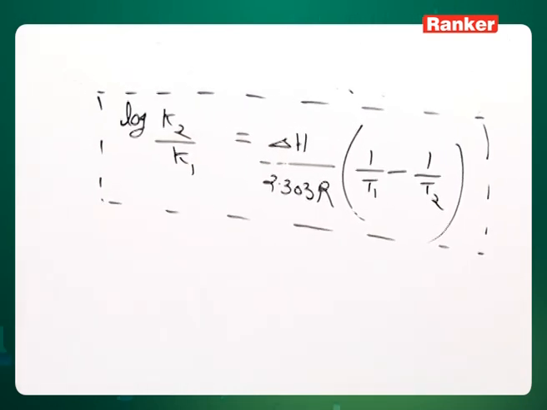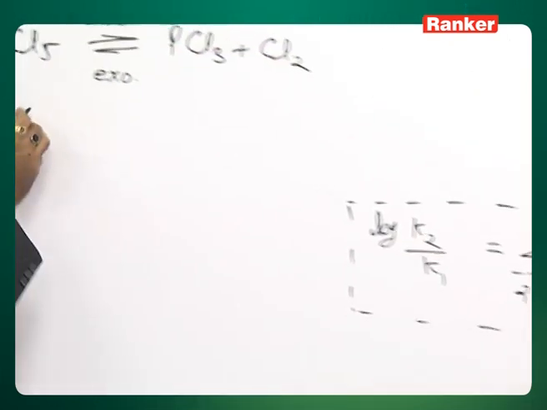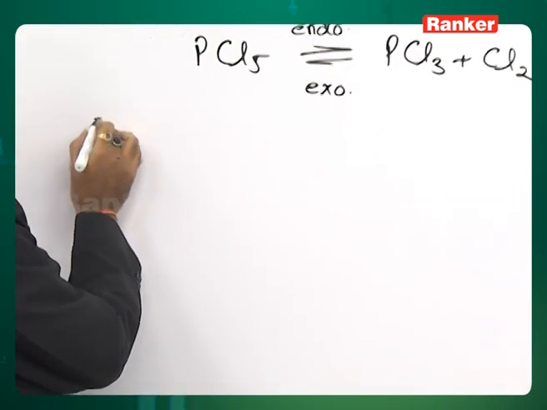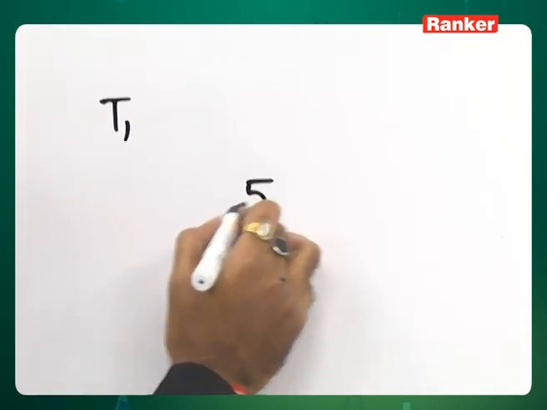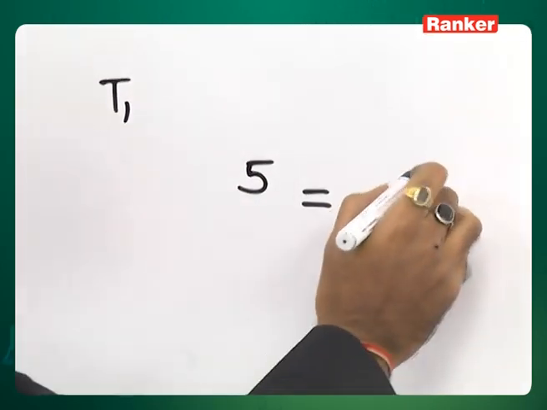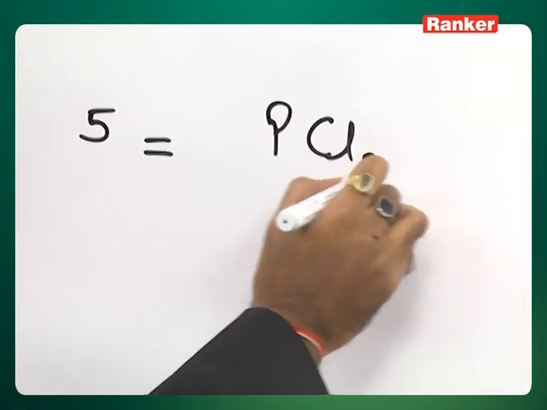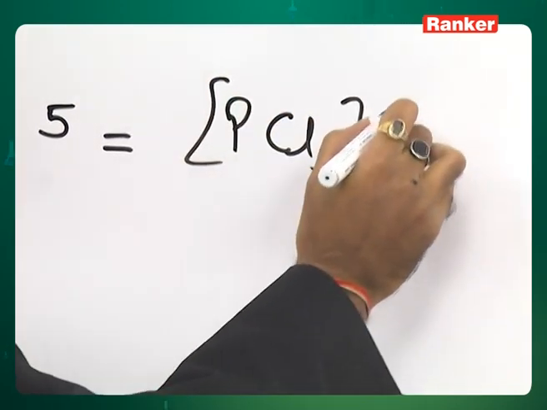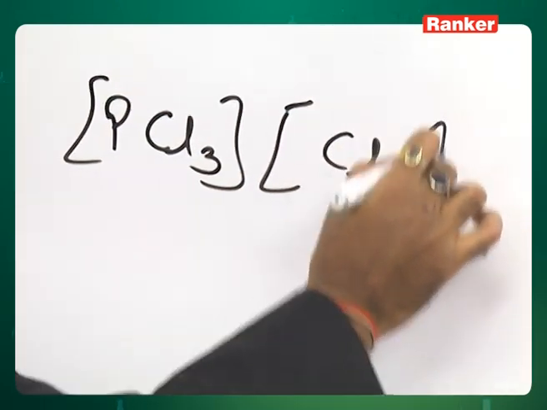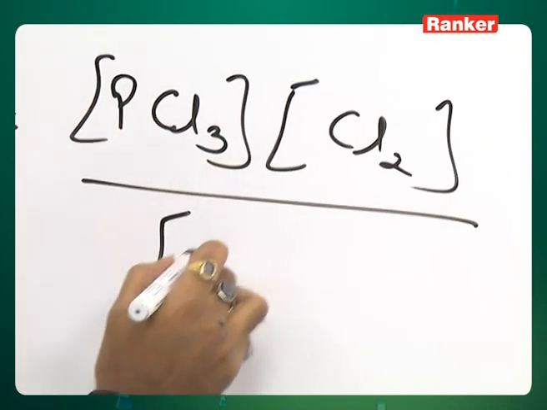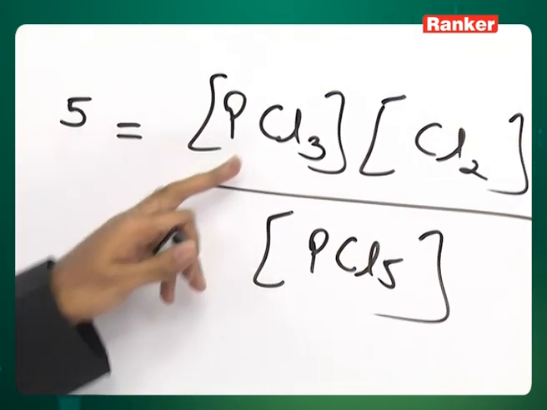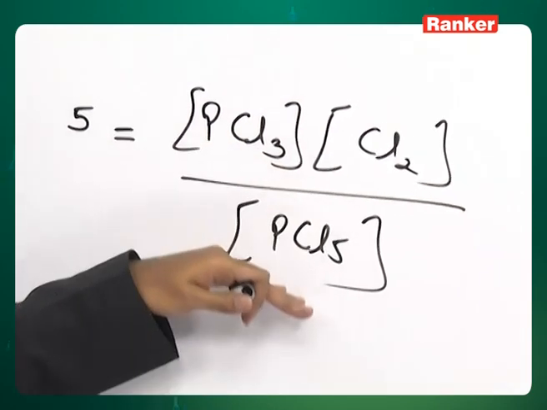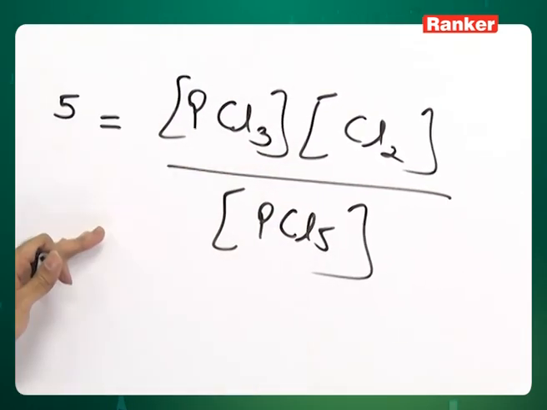We write equilibrium constant for this. Suppose at a temperature T1, equilibrium constant is 5. So we will get 5 equal to concentration of PCl3 into concentration of Cl2 upon concentration of PCl5. Okay, this will be the case here. Means this ratio must be equal to 5.